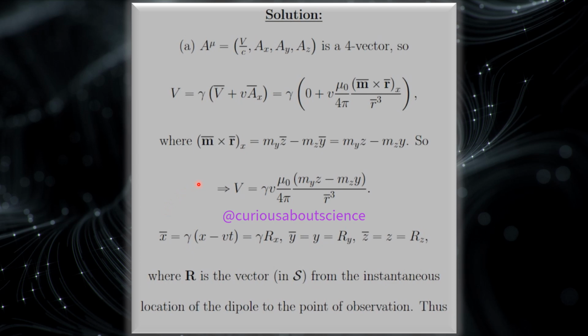We like that. So what we can say here is that we have V equal to gamma times the velocity, mu naught over 4 pi, times m_y z minus m_z y over r bar cubed. Now for the position here, we have x bar is equal to gamma times x minus vt. We'll just call that gamma R_x. Similarly, we have y bar equal to R_y, and so on. Here, capital R boldface is the vector in S from the instantaneous location of the dipole to the point of observation. We had script R to begin, now we're using capital R for that reason. So x direction, y direction, z direction. We're only moving in the x direction, so gamma only gets tacked on to R_x.